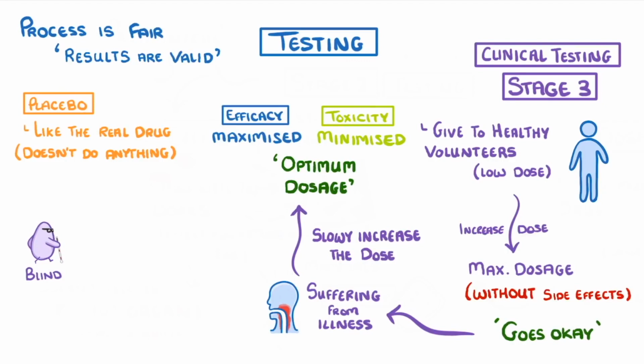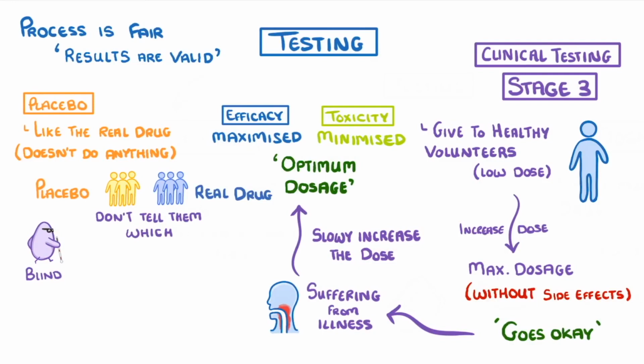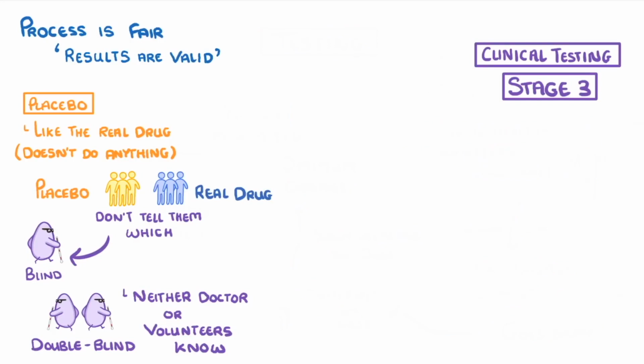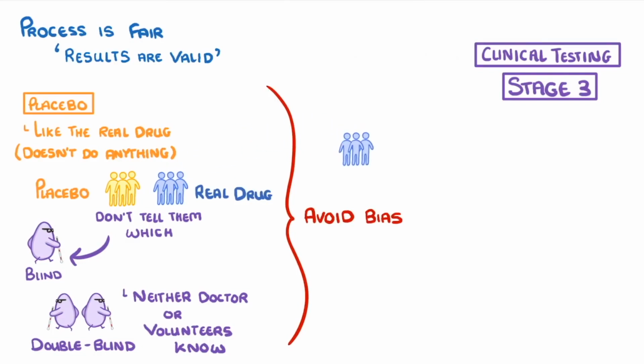The most common technique is to give half of the volunteers the real drug and the other half of them the placebo. But importantly, we don't tell them which they're taking. This is why we say that the trial is blind. In fact, most trials are actually double-blind, where neither the doctors nor the volunteers know which drugs have been taken by whom, until all the results have been analyzed at the end of the study. The purpose of running blind and double-blind studies is to avoid introducing unconscious bias. For example, if the volunteers knew that they were taking the drug, they might be more likely to report any side effects, and their doctors might be more likely to notice them.